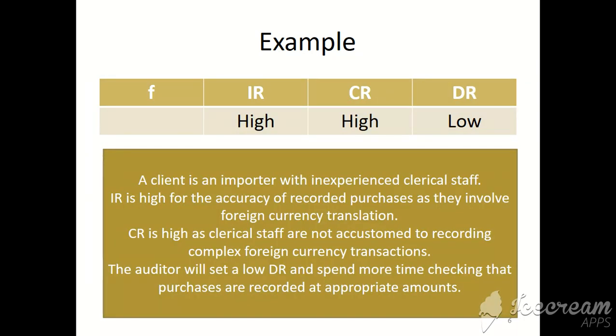Finally, this is the third scenario. A client is an importer with inexperienced clerical staff. Importer and inexperienced clerical staff are the keywords. What is the IR in this case? We can set IR to high because the accuracy of recorded purchases involves foreign currency translation. The CR is also high because the staff are not experienced. Therefore, we need a low DR in this case so that we can spend more time to ensure that the purchases are recorded at appropriate amounts.